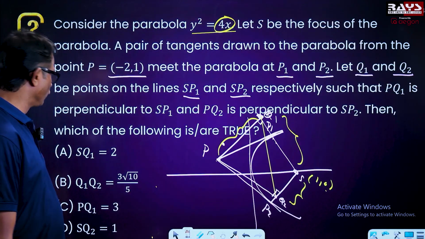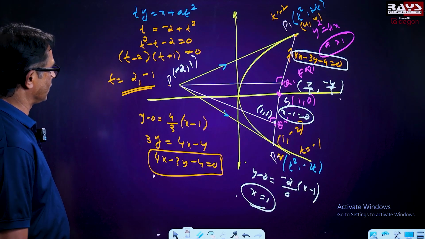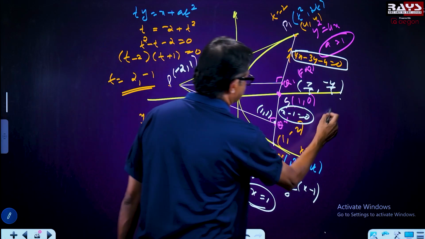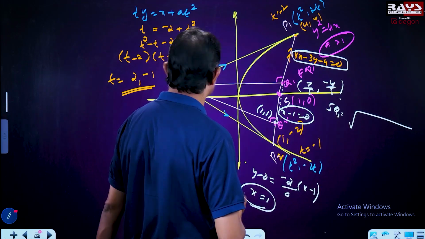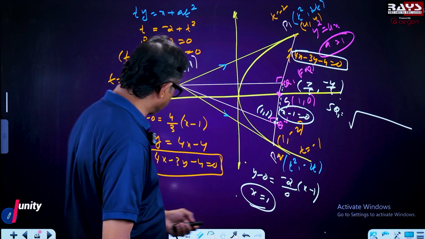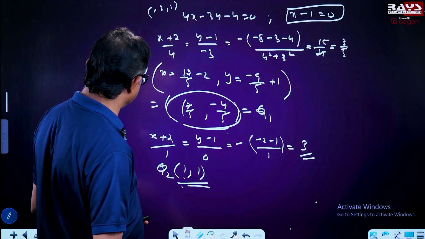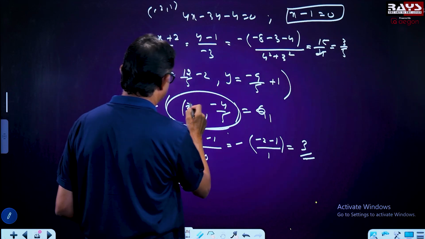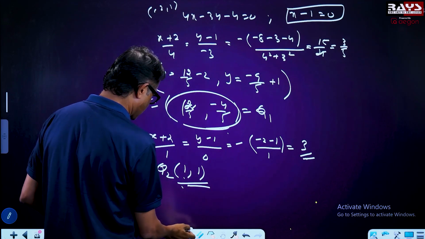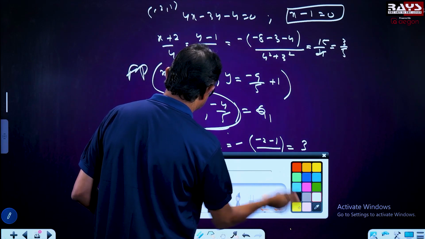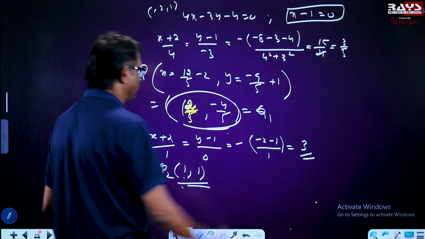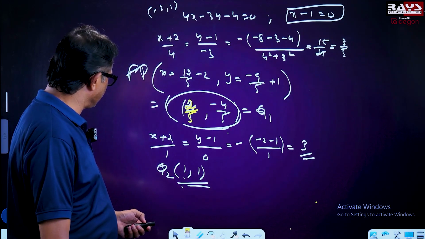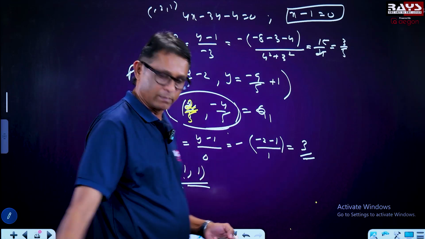Let us find SQ1. SQ1 is what? SQ1 is equal to the distance SQ1. What is SQ1? It is equal to root of the distance between S and Q1. S is, I think this is 2 by 5. So this is 2 by 5, okay. 12 minus, that is minus 4 by 5. So S is the point 2 by 5, Q1 is the point 2 by 5 comma minus 4 by 5.